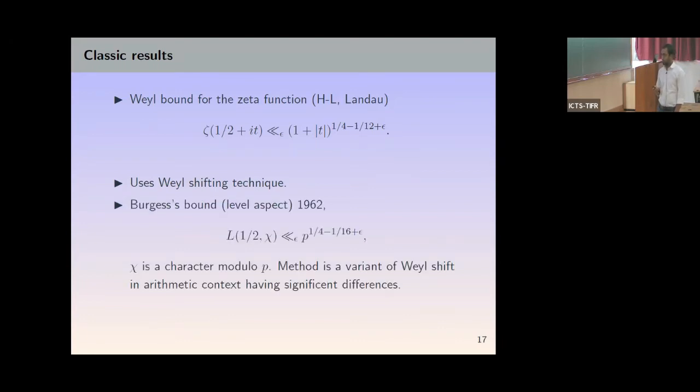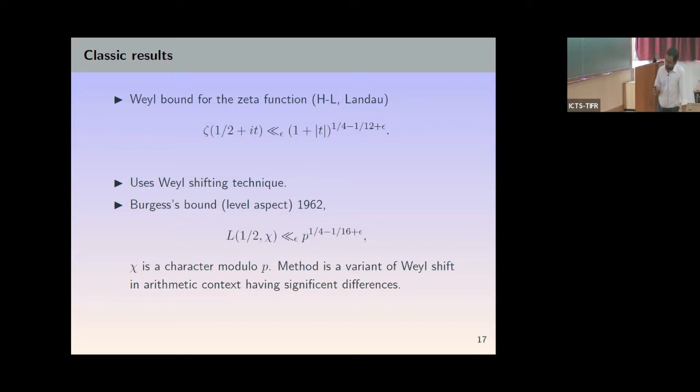And then the Burgess bound, which came a bit later in 1962, and he shows that the L-value at half associated to this Dirichlet character is bounded by p to the 1/4 minus 1/16. So again, a subconvexity, p to the power 1/4 is the convexity, and chi is here a character modulo p. The Burgess method, you can think of maybe as a variant of Weyl shifting, but in an arithmetic conductor context, but it has many significant differences still.